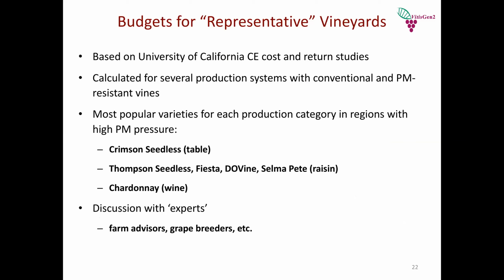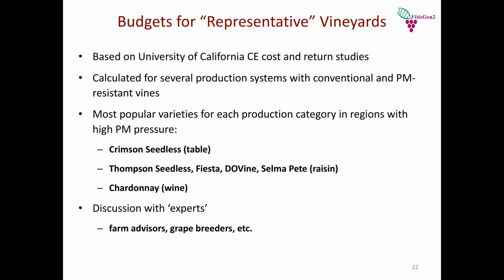So we've used the University of California cost and return studies as a basis, and then we've improved and extended them, brought them up to date to calculate the cost for several production systems of powdery mildew management and the benefits correspondingly that would be achieved if those resistant varieties could be used to replace the conventional ones. And we did this for three cases. One is a particular variety of table grapes, Crimson Seedless, which was an important variety at the time when we did this work, a bit less so now. Thompson Seedless and Fiesta and so forth for raisins, and Chardonnay on the Central Coast for wine.